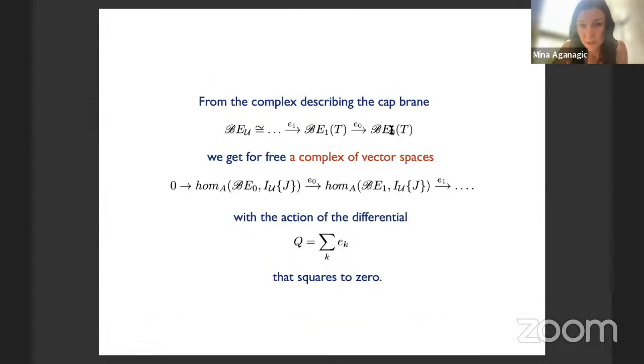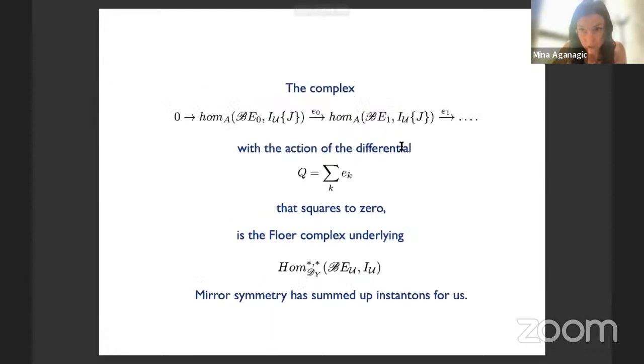So from the complex describing the braided cap brane, you get for free a complex of vector spaces that are Homs with the I brane, the cap brane, with an action of the differential that squares to zero. The complex of vector spaces you get with the action of the differential is nothing but the Floer complex. Mirror symmetry has summed up the instantons for us, once you know the projective resolution of the braided figure eight brane.